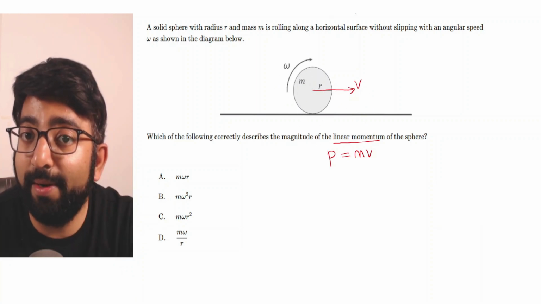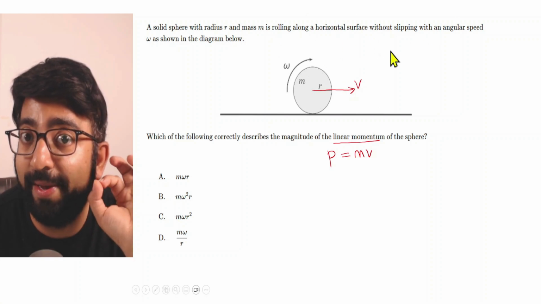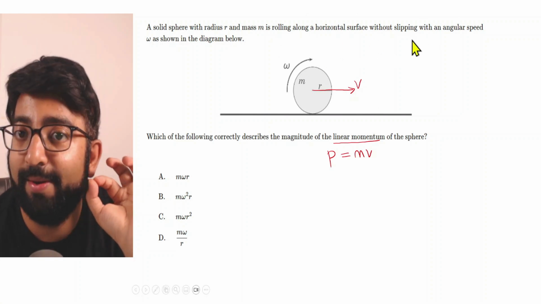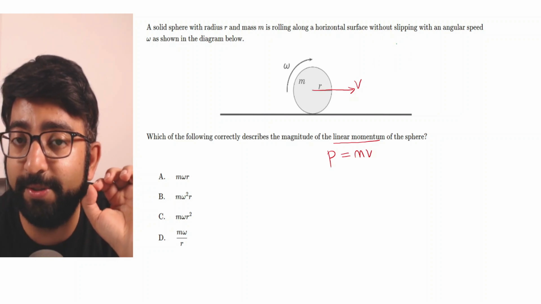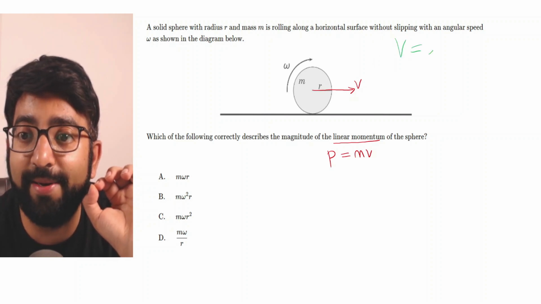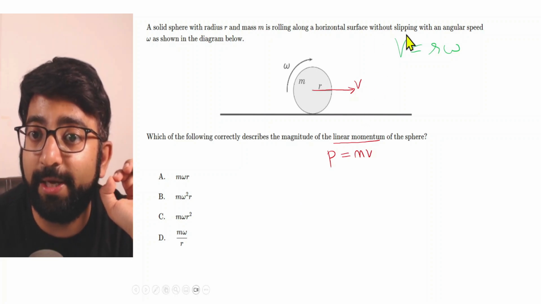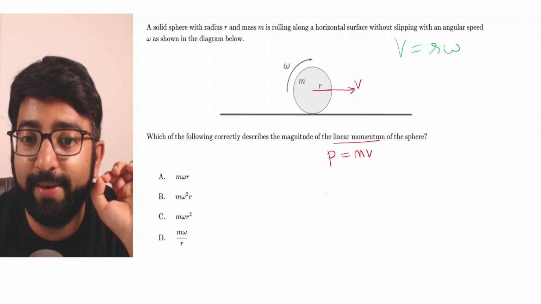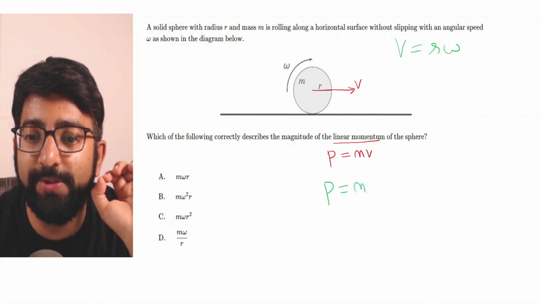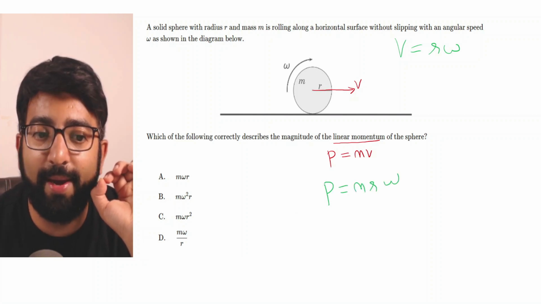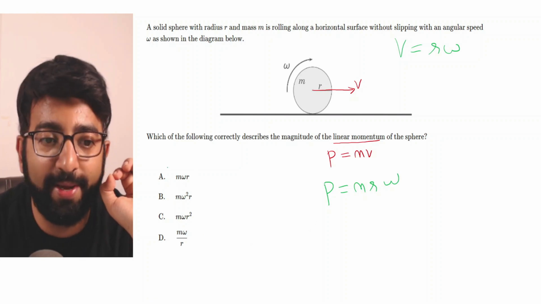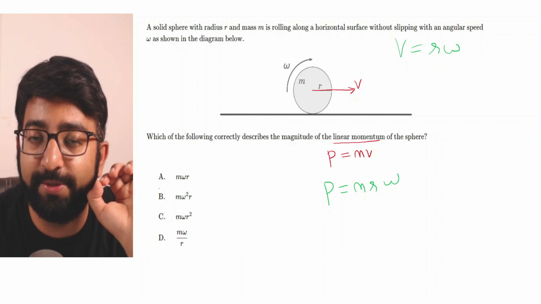Now, since it is clearly mentioned in the question that rolling is happening without slipping, remember the rule: whenever this condition is given, v and omega are connected with this formula, v is equal to R omega. So if we replace the expression of v in this formula, linear momentum is just m R omega. And if you look at the options, option A is the right answer to this question.